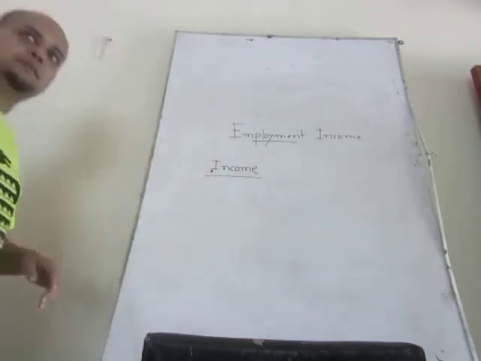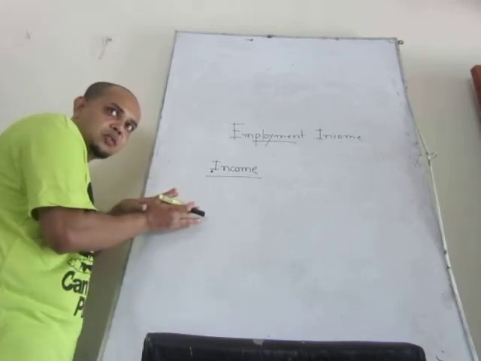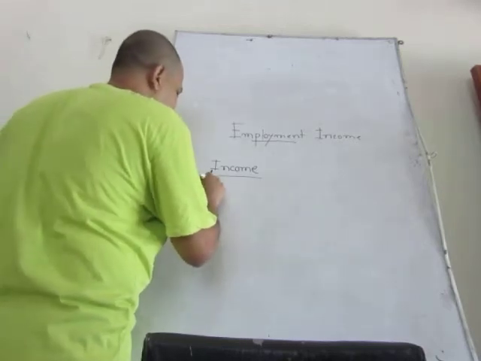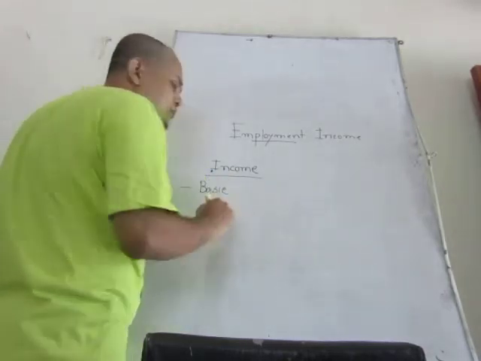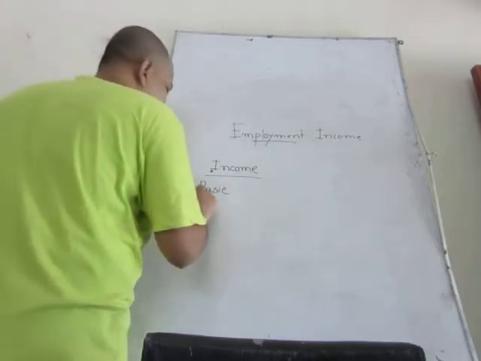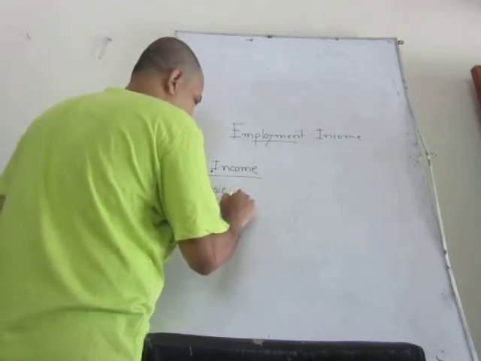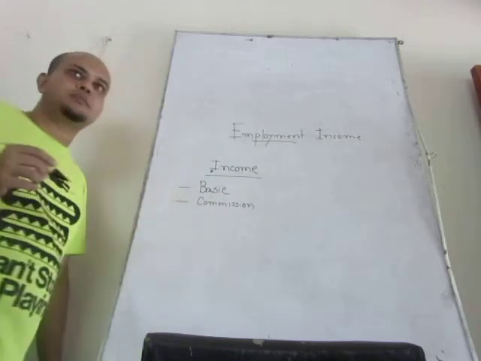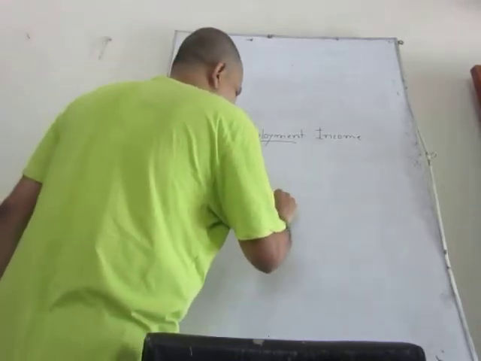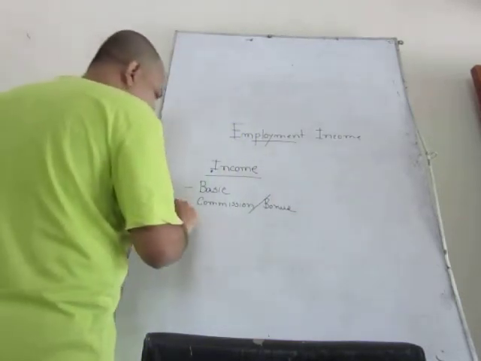So what do we mean by income? First of all, you have to accumulate all the kinds of income on which you can charge tax. So what may be the income? It may be basic, any kind of basic payment. It may be commission, any kind of commission, or you can say bonus. These are monetary items, or it may be benefits.